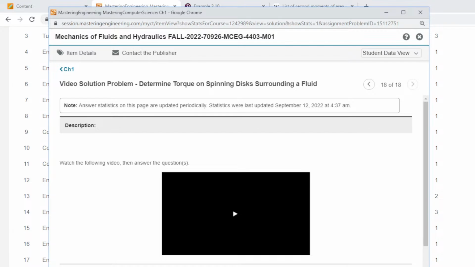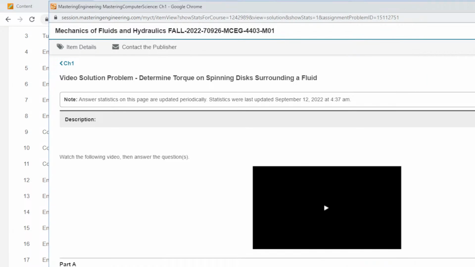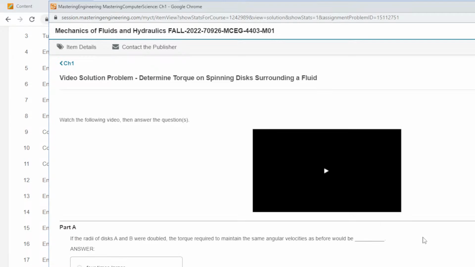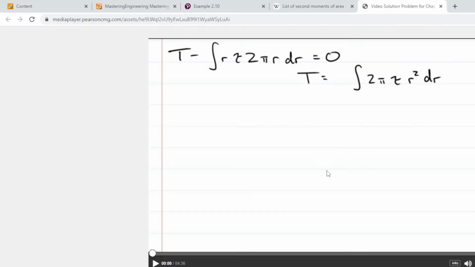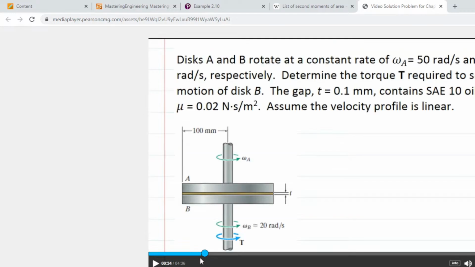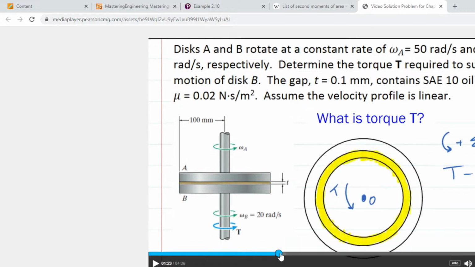I also didn't understand how it wound up being 16 times larger. So why don't we get rid of this A and B? I really didn't understand it. Okay, let's see what his question is. Determine the torque. What is the torque? And he obviously goes through and figures out the torque.